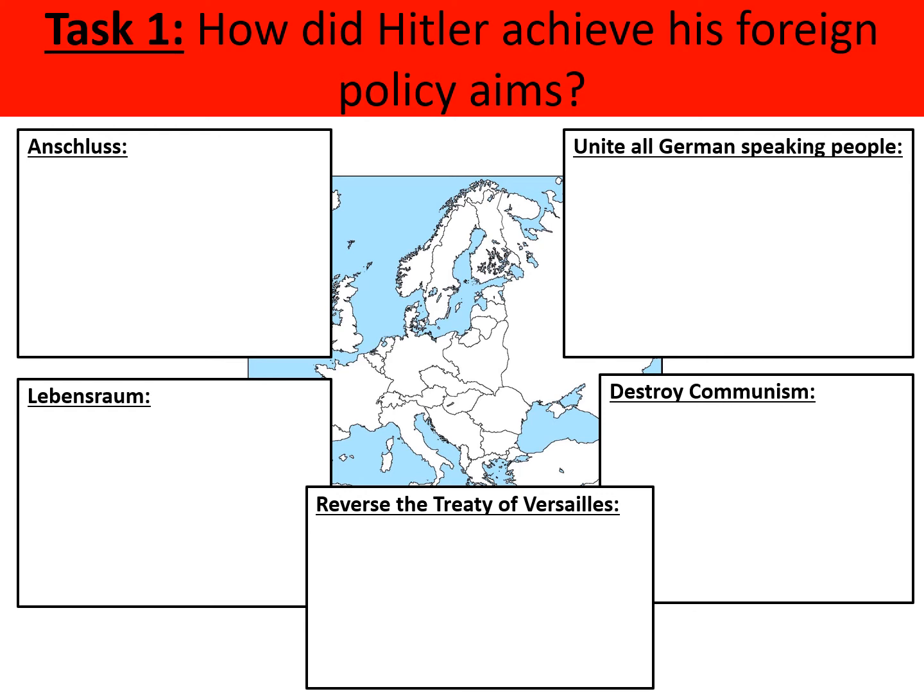And then when you're ready, what's he done to reverse the Treaty of Versailles? So think about all the rules. You had to pay reparations to France and Belgium. You weren't allowed an army of more than 100,000. You weren't allowed to unite with Austria. You had to sign the War Guilt Clause. You weren't allowed to be part of the League of Nations. And you had to give land away that used to belong to Germany. So what has Hitler done that goes against that?